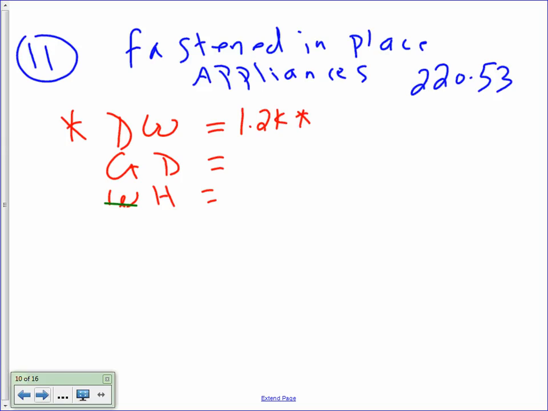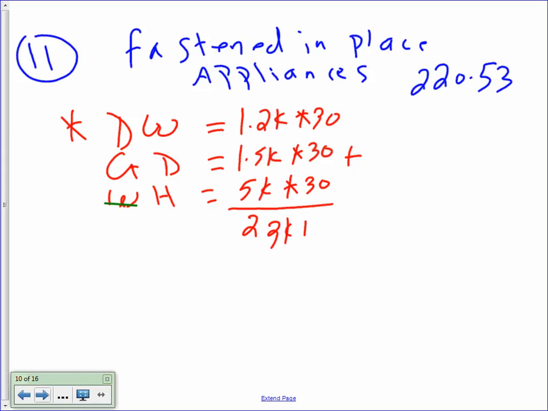Okay, so my friend, what was the dishwasher size? 1.2K multiplied by how many of them do I have? 30. Okay, how about garbage disposal? 1.5K multiplied by how many of them? 30. Water heater, 5K multiplied by how many? 30. Any questions, guys, about these? And then you're going to add them up. Don't forget to add them up, and that will get you 231 kVA. Okay? Then, that's step one.